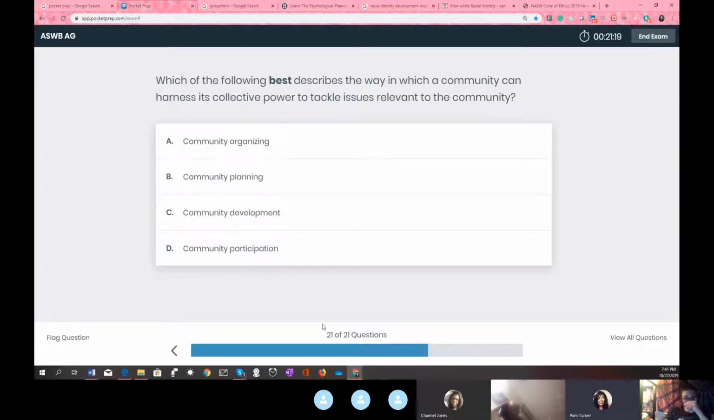Okay, which of the following best describes the way in which the community can harness its collective power to tackle issues relevant to the community? Which is the best way the community can get together, all of its collective powers working together, to tackle issues? What's the best?